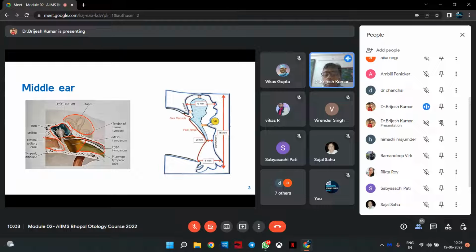This is the schematic figure showing the shape of the middle ear cavity, which is a biconcave disc, just like an RBC. So it is narrow in the center, whereas at the peripheries it is wider. Here is its posterior wall, which is the largest wall.